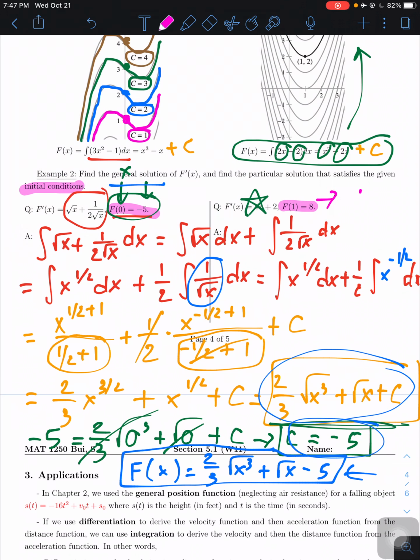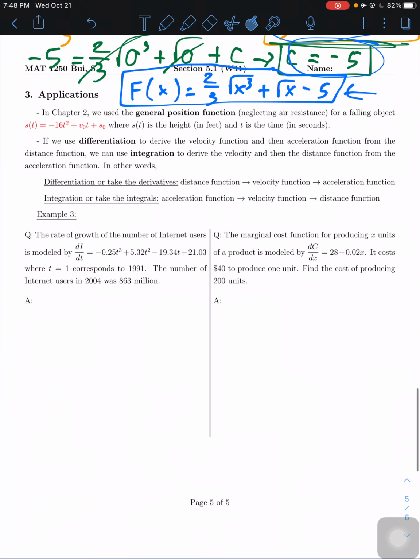So this one is used so that you can write your final function with no variable except for x. Okay, and this is the part that you have to do for the integral. Okay, and now the last objective of today: application.